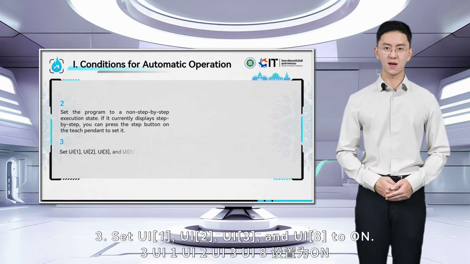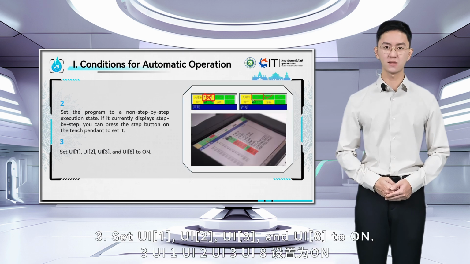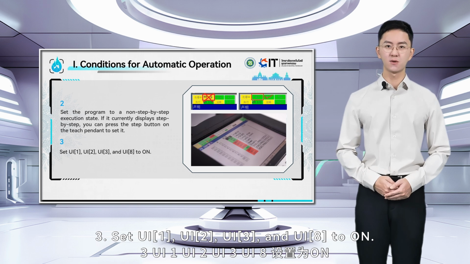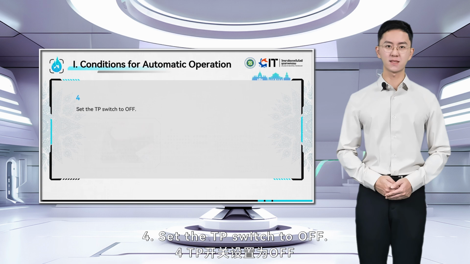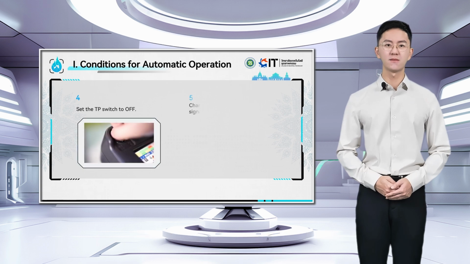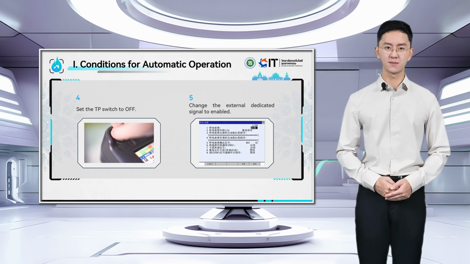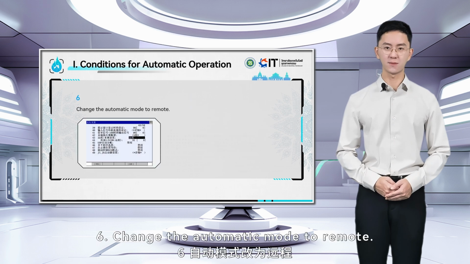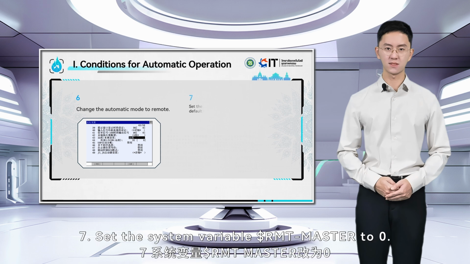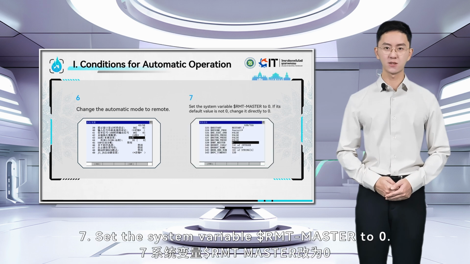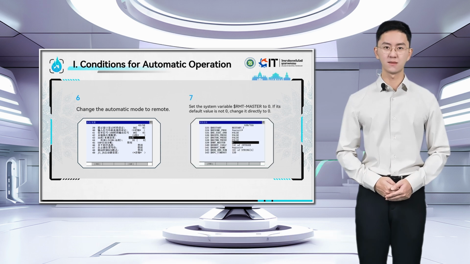3. Set UI 1, UI 2, UI 3, and UI 8 to on. 4. Set the TP switch to off. 5. Change the external dedicated signal to enabled. 6. Change the automatic mode to remote. 7. Set the system variable $RMT_MASTER to 0. If its default value is not 0, change it directly to 0.